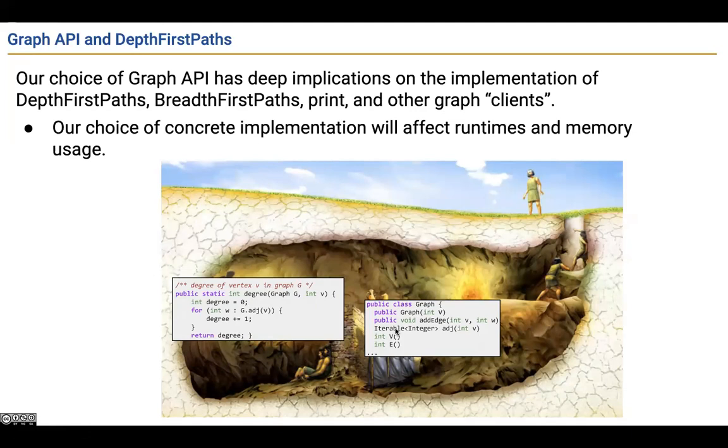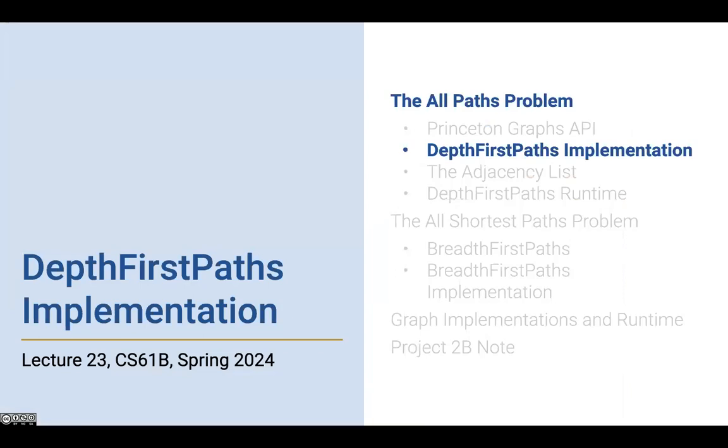So that was our first choice, which is what services you want to give to the users of your graph class. That's what we chose, but you can choose something different. Depending on what you choose, the implementation of all these different services or methods, like print or depth-first paths, could be simple, fast, or slow. It really depends on what you give to your users.